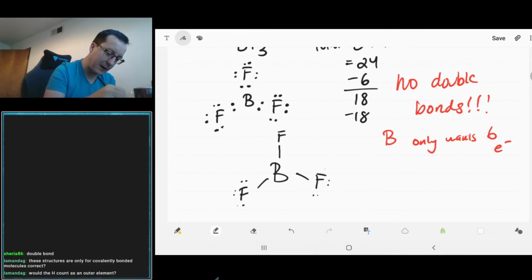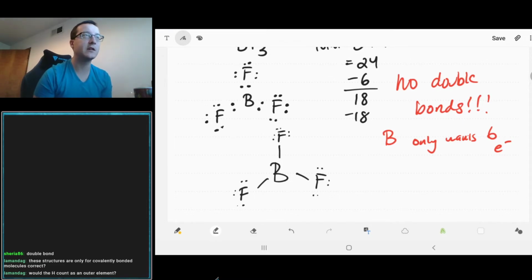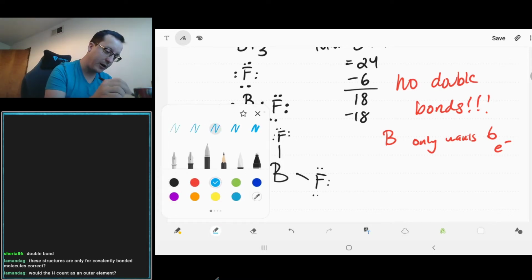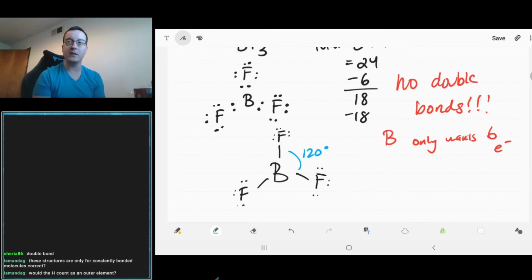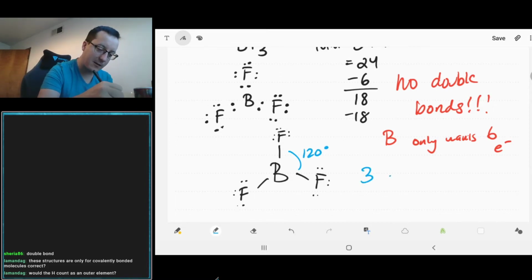And so if we look at our Lewis structure here, we're going to see that the angle between the fluorines along the boron is going to be 120 degrees. So we have 3 electron domains, and they're all atoms.